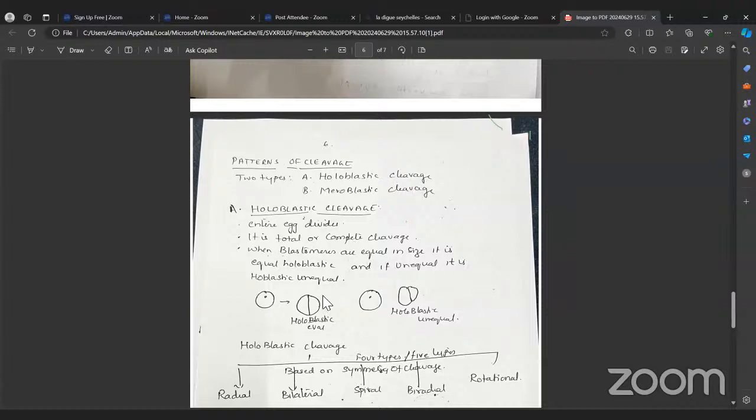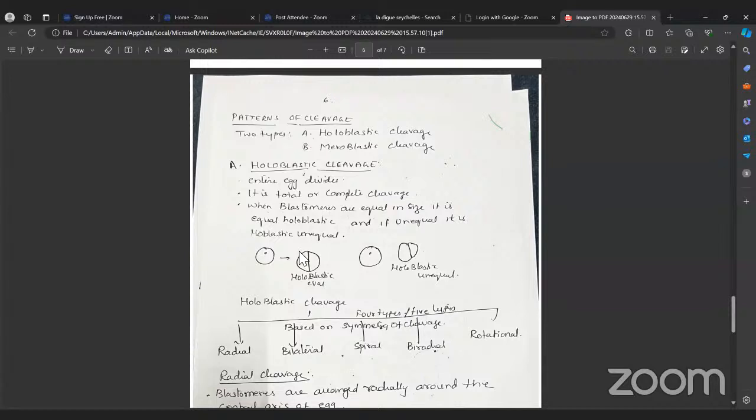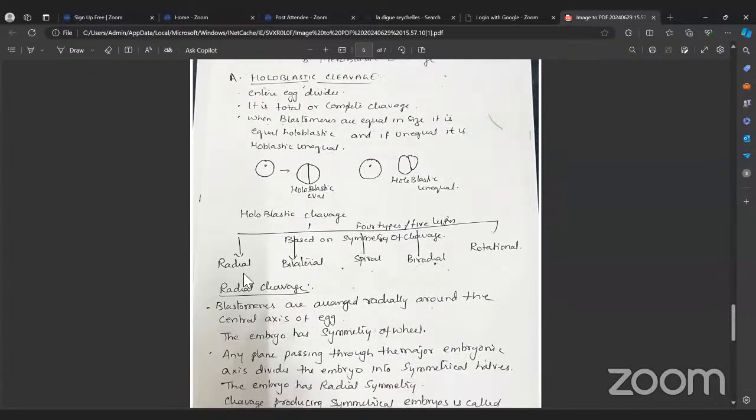When blastomeres are equal, like here, this is a zygote which has undergone cleavage and both the cells are equal, it is called equal holoblastic cleavage. This is the cell where you are seeing that one is small and one is big, so it is holoblastic unequal cleavage. And this holoblastic cleavage, depending upon the nature of the cells being produced and the symmetry that you see in the cleavage, leads into four or five types. They are radial, bilateral, spiral, biradial, and rotational cleavage.